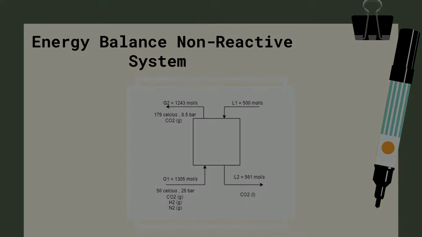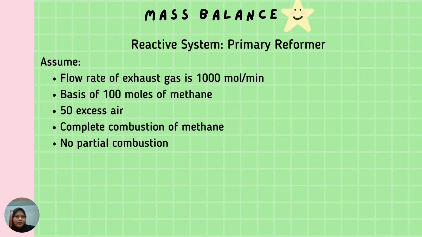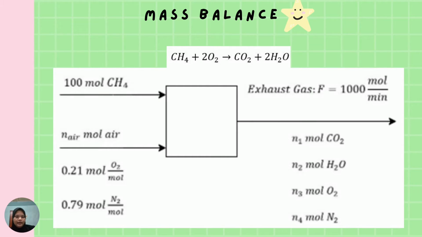Thank you. In mass balance, I choose a primary reformer as the reactive system. So I assume that the flow rate of exhaust gas is 1000 mole per minute and the basis of 100 moles of methane with 50% excess air. It is a complete combustion of methane and no partial combustion. This is the equation and the diagram for the solution.